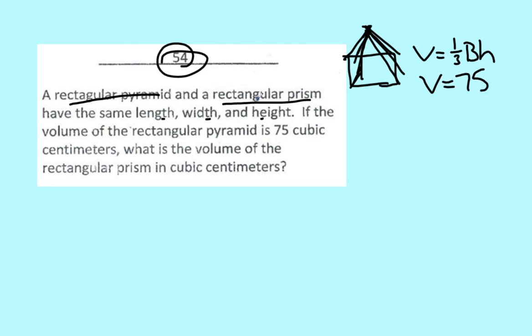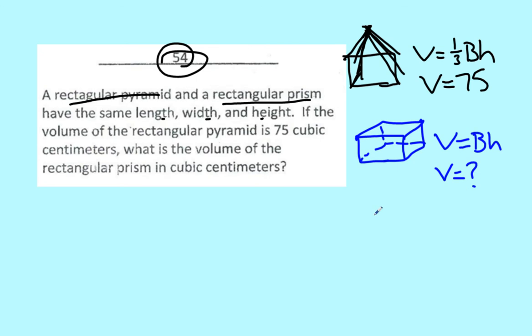And then we've got our prism. Okay, prism. Which looks a little bit better than our pyramid. That formula, volume is just area of the base times the height. And volume, we don't know yet. Okay. So we want to know, what is this volume? So, if everything's the same, length, width, and height. So if we say this is, what do I want to put for numbers? We say 25 and 3 and 3.